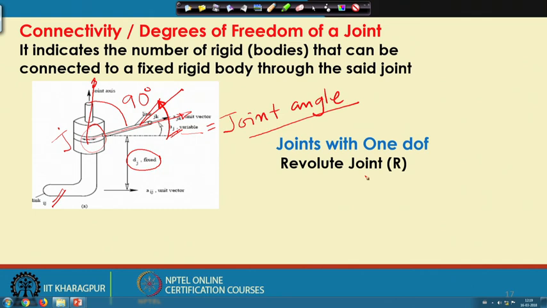Now, once again, if I take this example, as I told, this joint is a revolute joint. The moment I rotate this input link with respect to my output link, the included angle is going to vary, and this angle is nothing but the joint angle. So, this is a variable for this revolute joint. This is the example of the revolute joint.